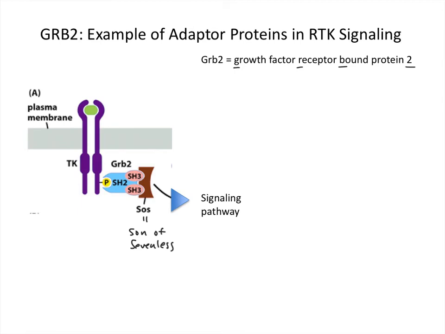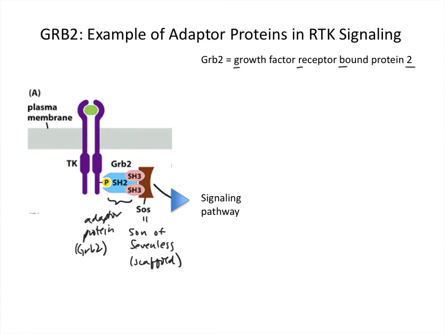this is an example of what's going on here. So again, this is our adaptor protein, which is GRB2. And it binds to another protein, which is typically called a scaffold protein. You could also call it another adaptor protein, SOS. And then through all of this binding, they will activate the signaling pathway.